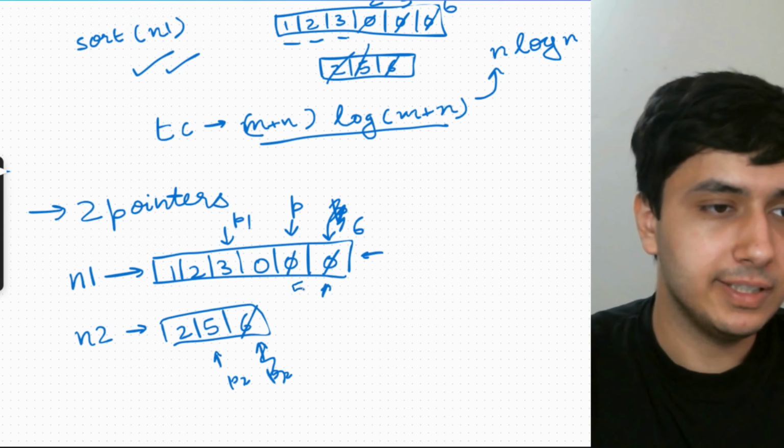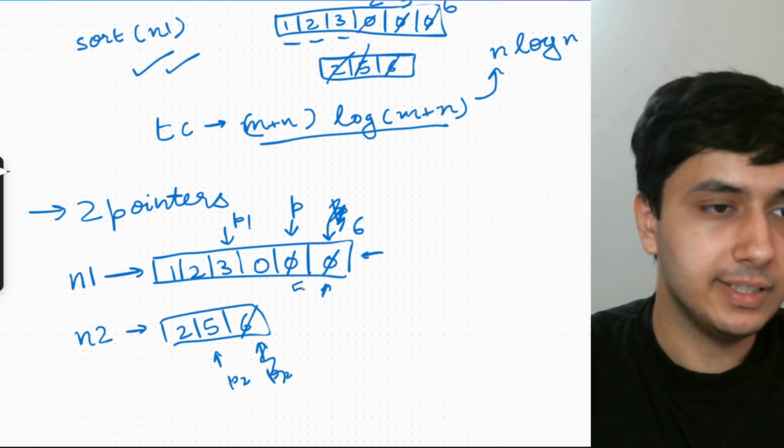Now comparing p1 and p2, 3 is greater than 2, so p1 is greater than p2. This will become 3. We'll move p1 one step back and now comparing it, 2 equals 2, so we can move any of them here. So 2 will come here, the next 2 will come here, and the next one will come here. At the end, this array will become 1, 2, 2, 3, 5, 6, which is our solution.